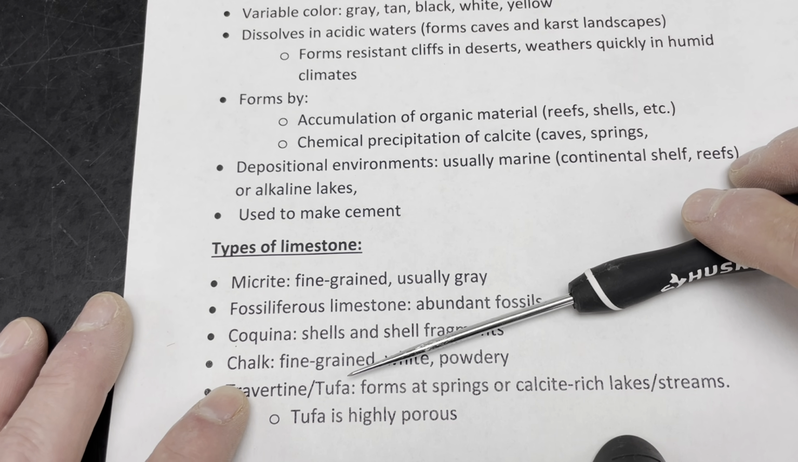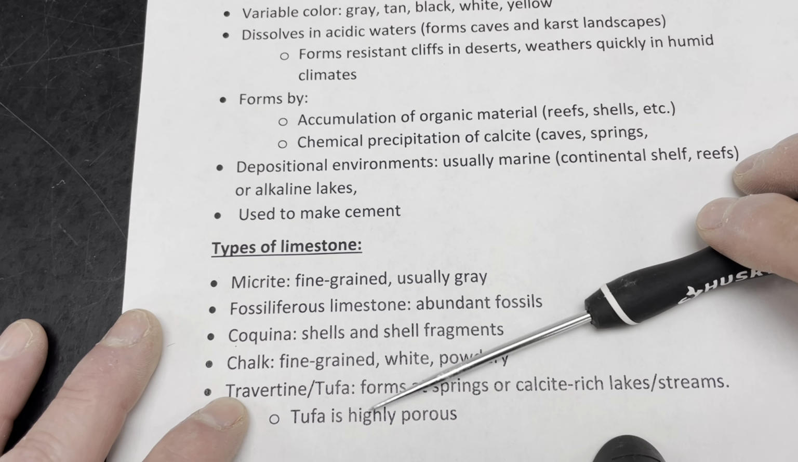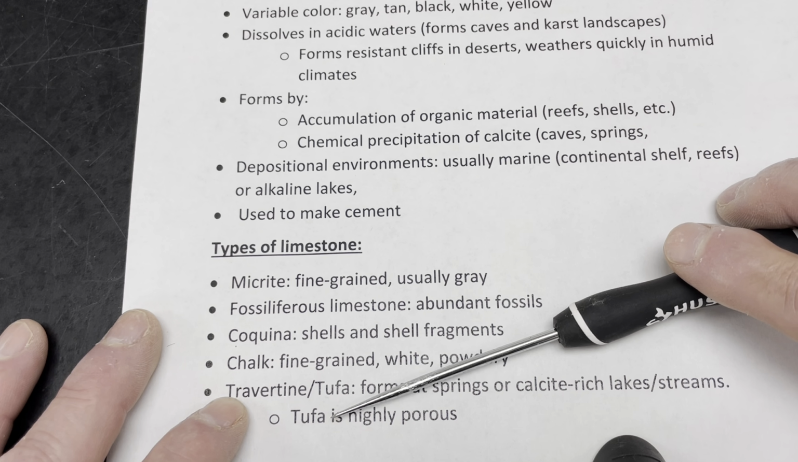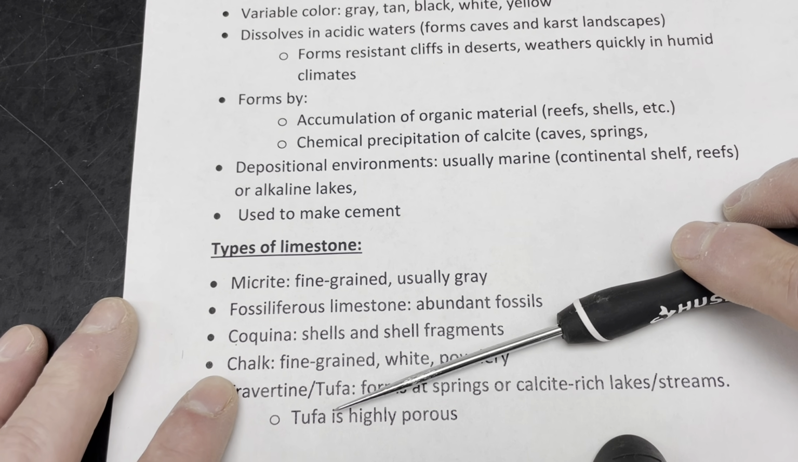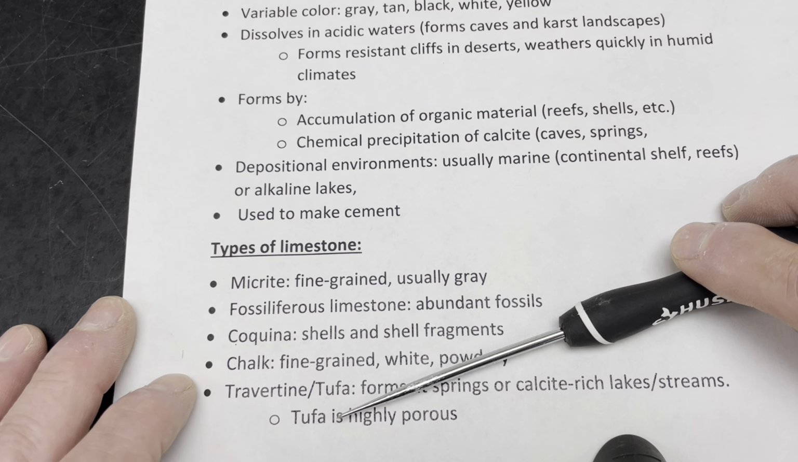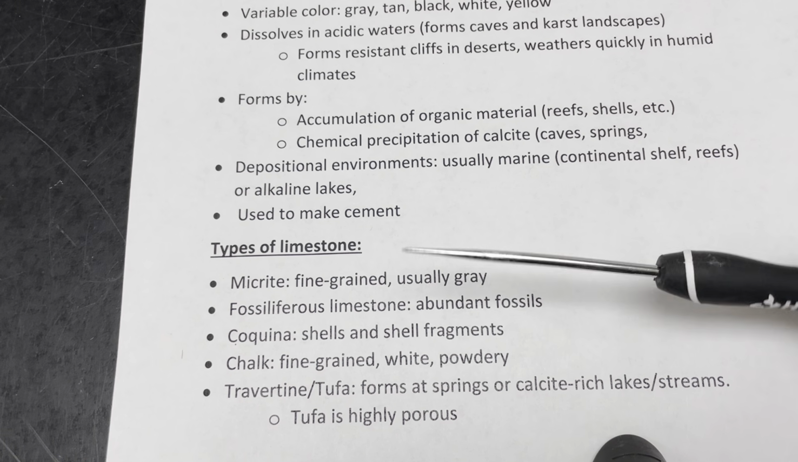If the rock material that forms the limestone is highly porous, that's sometimes called a tufa. And that's to make sure we differentiate that from tuff, T-U-F-F, which we learned is a volcanic rock made completely out of ash. So a couple types of limestone there.